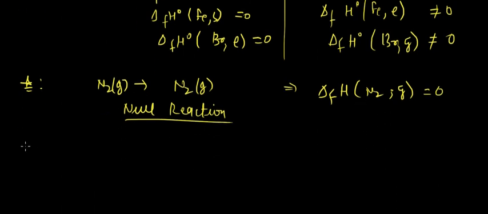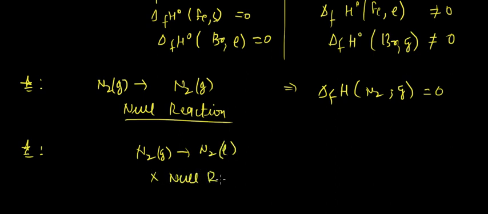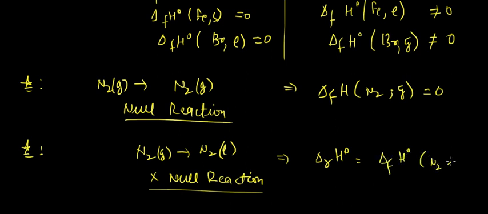Okay, but if on the other hand, we see the formation of, let's say, N2(g) into N2(l), then this is not a null reaction, this is a completely valid reaction. Okay, so here we can have delta R H naught would be equal to delta F H naught of N2(l).